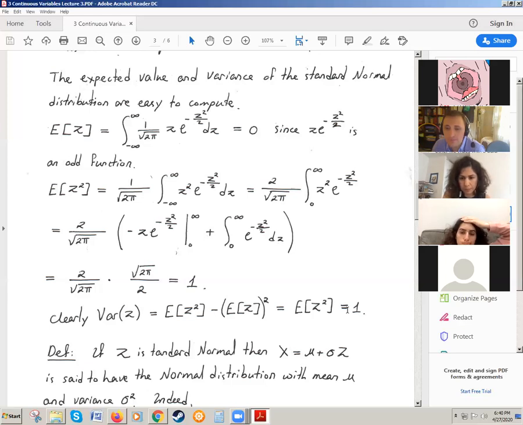So the expected value clearly is, expected value is linear. So it's mu plus sigma times the expected value of z, which is mu, as Eli just said to me. Thank you so much. Can you now calculate the variance?